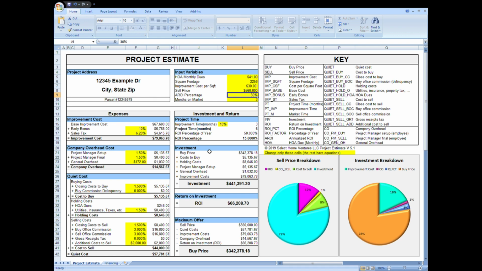One important thing to mention is that you don't see the cost to sell in the investment total. That includes the selling cost and the project manager fee from company overhead costs. The reason is that those are not due until the end buyer brings the money to the closing table. As a result, we don't actually need to invest those amounts. In fact, they are actually paid directly from the value that we will create by flipping this house.